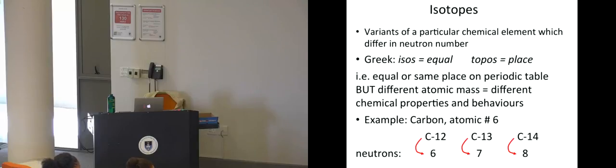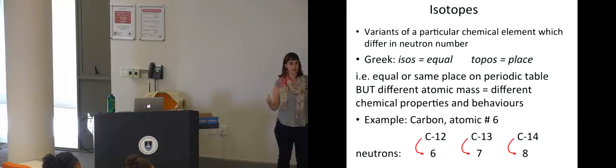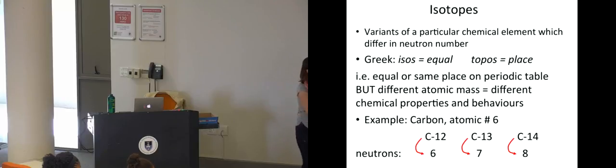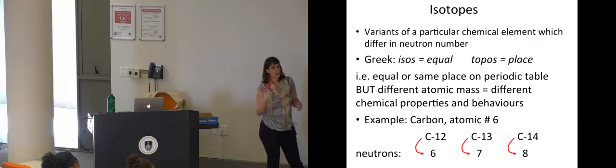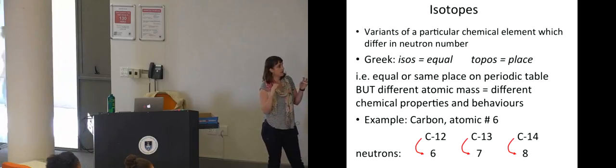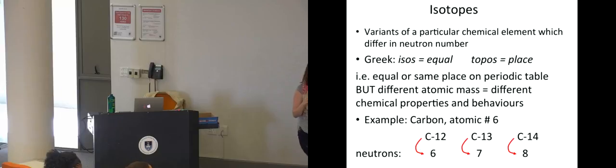But then we have isotopes of carbon, and these carbon isotopes differ by the number of neutrons. If you add a neutron, you'll end up with carbon 13 because you've added an extra particle. It's still carbon, it still has 6 protons, but with an extra neutron it makes it carbon 13 instead of carbon 12. And we also get carbon 14, which has an additional neutron. So that's basically what an isotope is: atoms of a particular element that differ in neutron number.